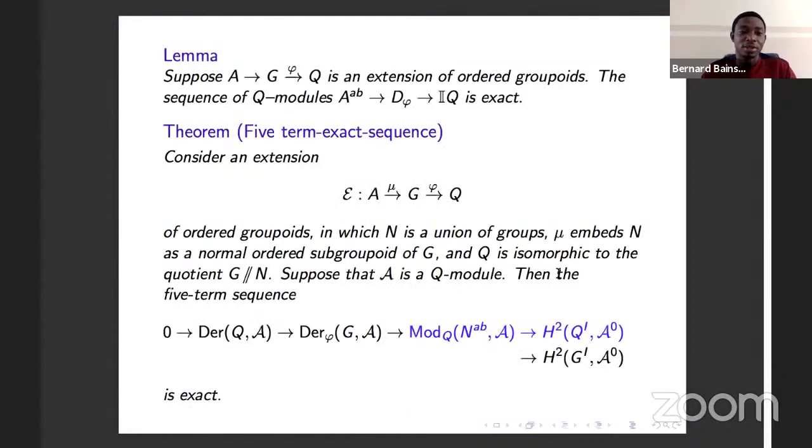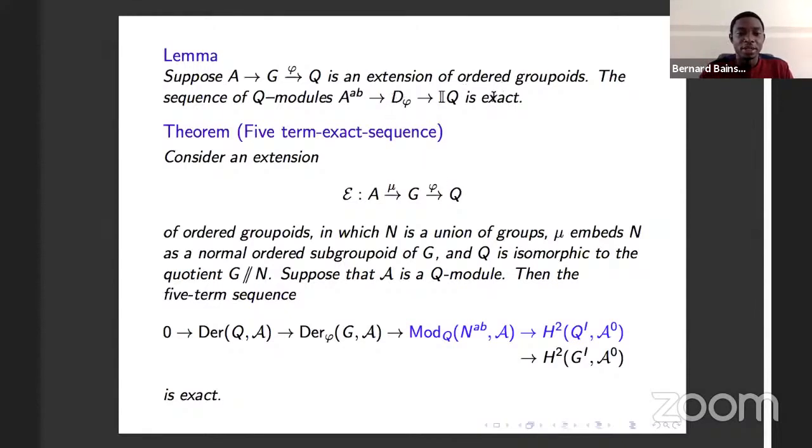So one result that we obtained was that if you have an extension A into G into phi, then we'll be able to develop or generate this sequence of Q modules. So we have A made abelian, map from A made abelian into the derived module over phi into the augmentation ideal. And this sequence here is exact. You can find the proof of this in the paper that we put out there, extensions and cohomology of ordered groupoids.